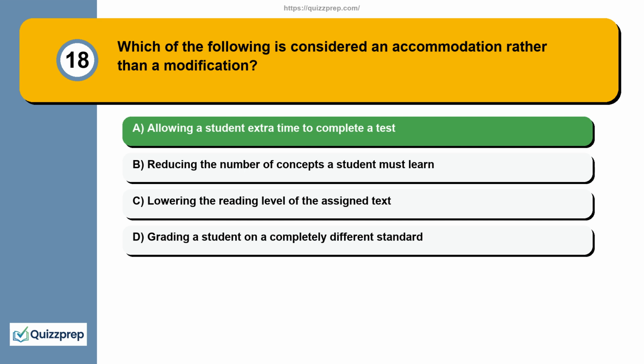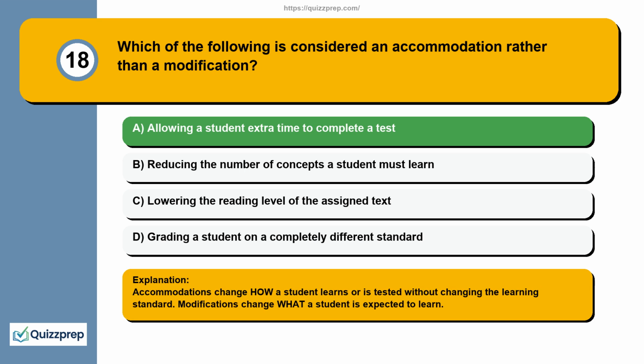The correct answer is option A. Allowing a student extra time to complete a test. Explanation. Accommodations change how a student learns or is tested without changing the learning standard. Modifications change what a student is expected to learn.